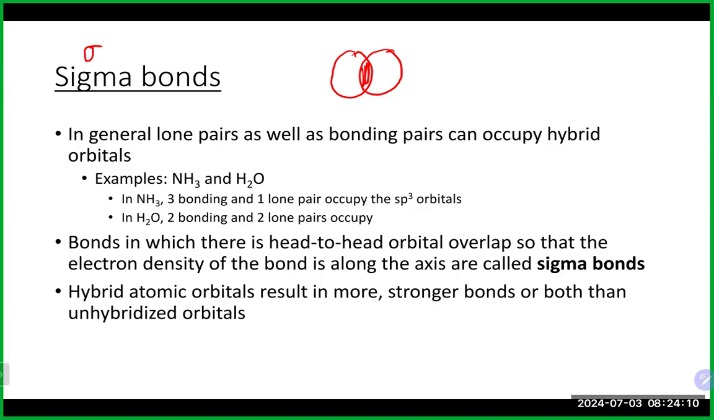Now, in general, lone pairs as well as bonding electrons can be found in these hybrid orbitals. So although with all the ones we just looked at, essentially they're all bonding electrons, they can make bonds, hybridization also accounts for the non-bonding electrons that we see in some of these molecules, like say NH3 or water. Hybrid orbitals again result in a stronger bond than unhybridized orbitals.